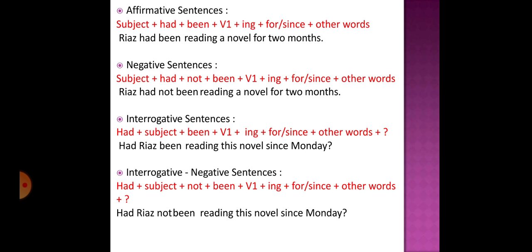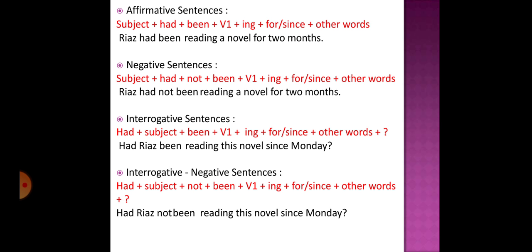Interrogative sentence: had plus subject plus been plus verb in the first form plus ing plus for, since plus other words. Had Riaz been reading this novel since Monday? So had precedes the subject and been follows it. Here again you have to put the helping verb first. So had, Riaz is the subject, been, and reading this novel, reading with ing, and since is put before Monday.